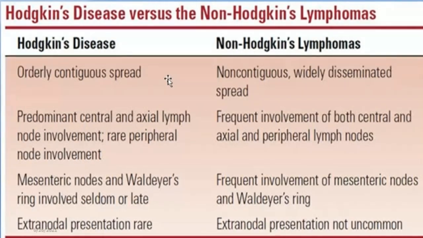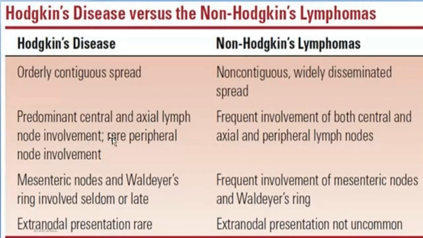Non-Hodgkin lymphoma is usually disseminated from the start. It will not follow the anatomy. It is not necessary to affect lymphoid tissue adjacent to each other. So when we see a skipped area, we say non-Hodgkin lymphoma. In Hodgkin, there is no skipped area. Every area of the lymphoid tissue should be affected before the more distant area. I hope this point is clear. The second point: Hodgkin lymphoma is distributed predominantly in the central and axial lymph nodes.